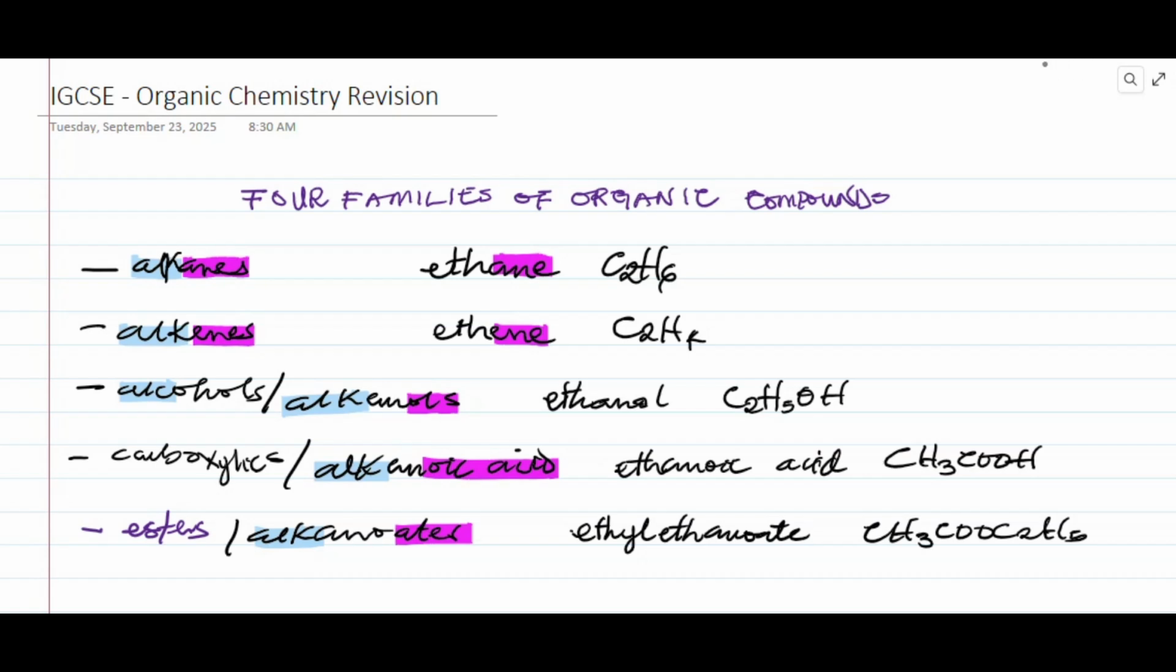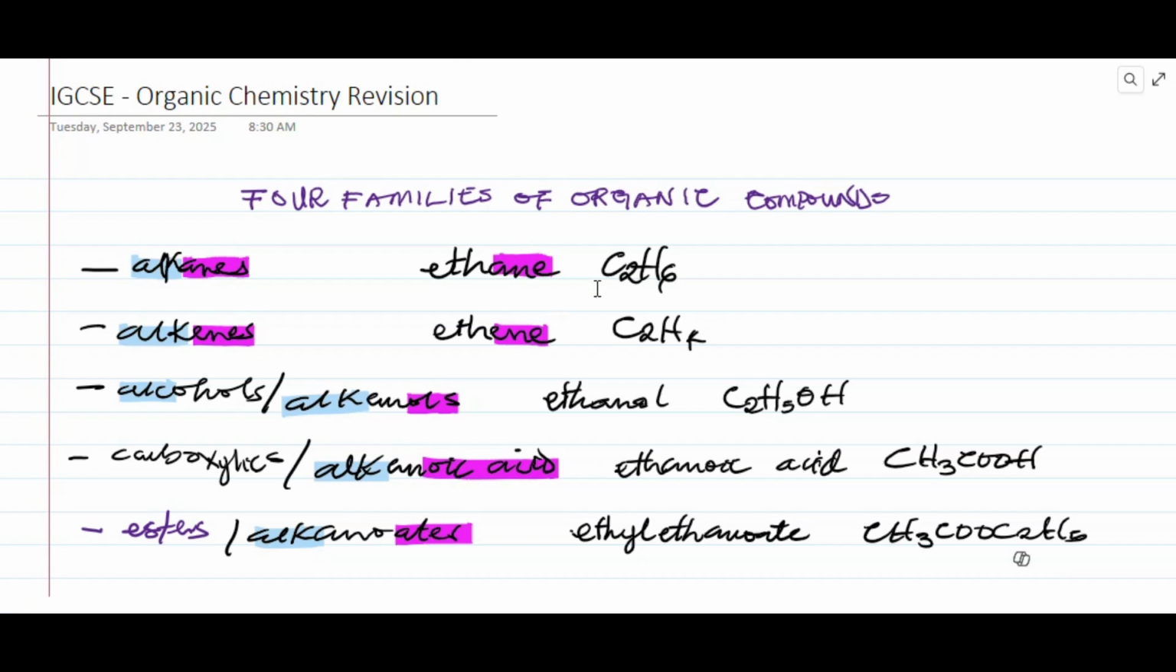So the summary here is that when the name ends with any of these, you can refer back to the family of that compound from the name. Ethane belongs to the alkane, ethene belongs to the alkene, ethanol belongs to the alcohol or alkanols, ethanoic acid belongs to carboxylic acid or alkanoic acid, and ethyl ethanoate belongs to the alkanoate or ester family.